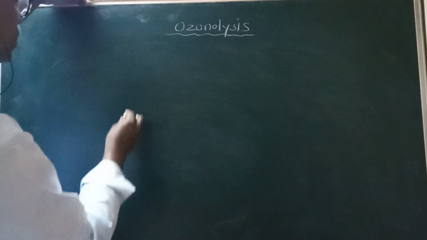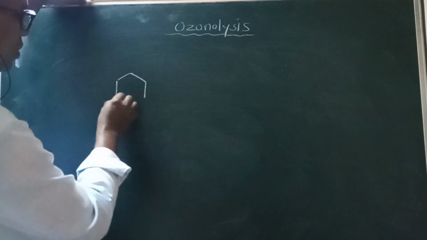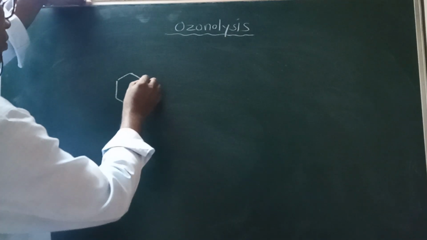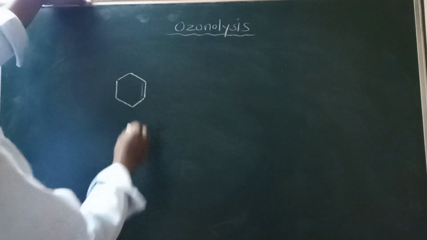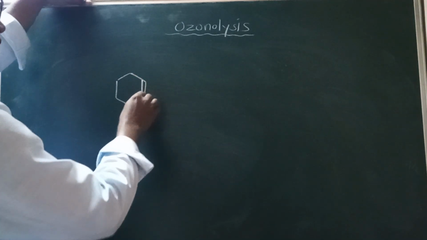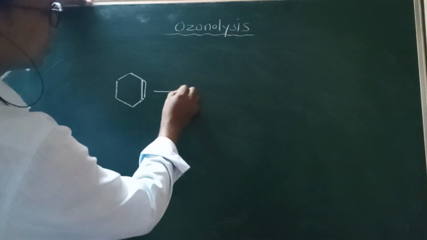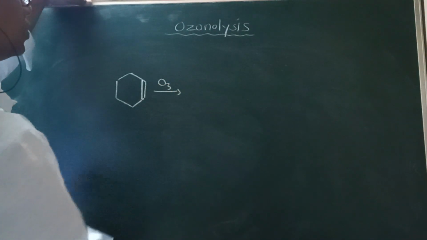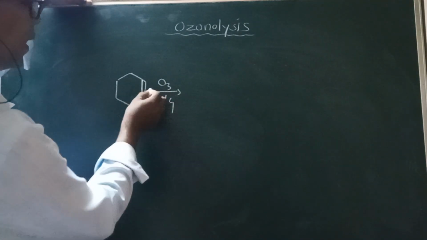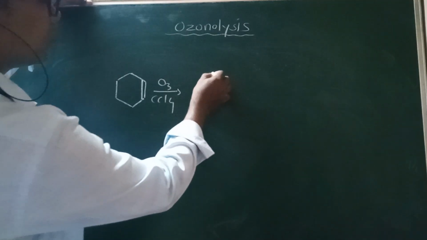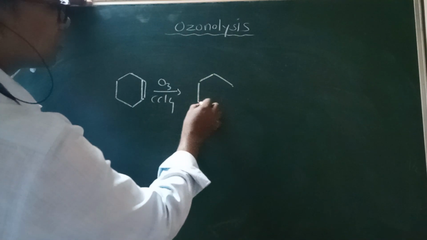Now if I have this alkene, a hexagonal ring structure with one double bond. Without the double bond, the compound is called cyclohexane. Now cyclohexane changes to cyclohexene. Now when it is oxidized by ozone, or when it undergoes ozonolysis reaction in presence of inert solvent, addition occurs across this carbon-carbon double bond. So you get this compound, a heart-like structure.